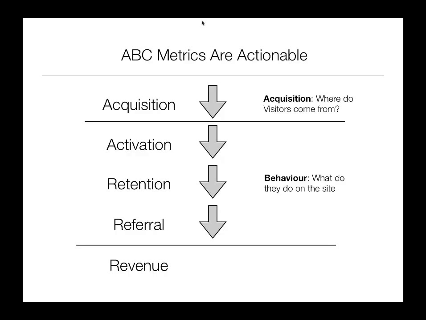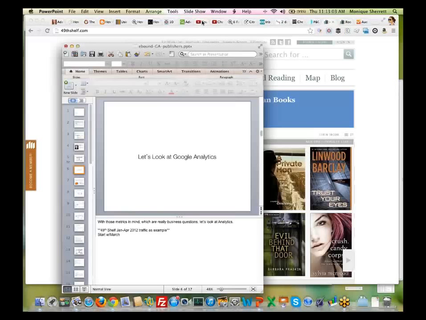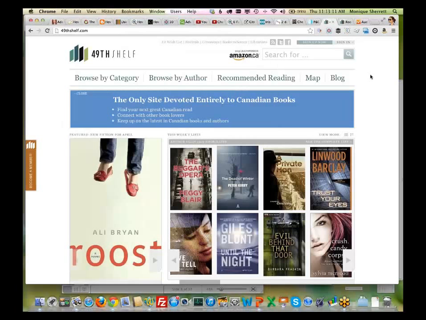So I'll just launch into Google Analytics, and our friends at 49th Shelf have kindly let me use their data for the presentation today. And if you're not familiar with 49th Shelf, it's a site devoted entirely to Canadian books. And in terms of what I'm interested in tracking for 49th Shelf is, are people browsing the books?